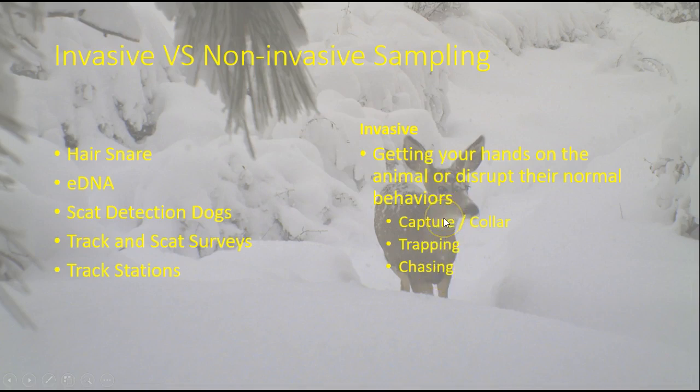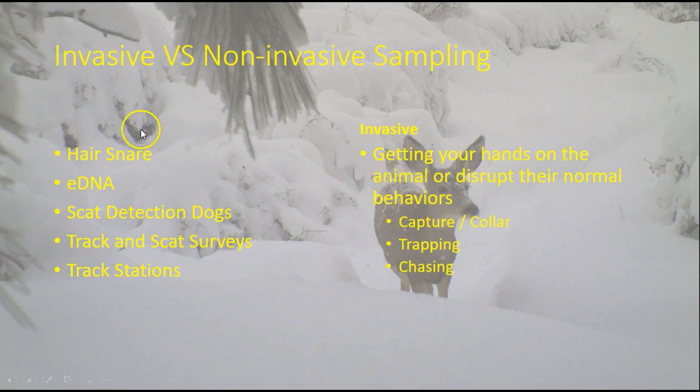Most of the time we're giving them some kind of drug to make them immobile, unresponsive. We're taking blood. We're checking teeth. We're checking age. We're checking bone density. We're checking health. There could be a myriad of things we might check if we can get our hands on the animal, and that would be invasive sampling. And then in the end, oftentimes we tag them or put a collar on them.